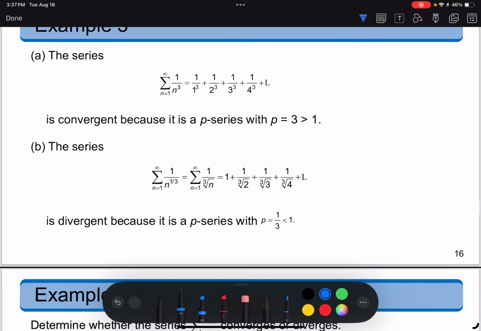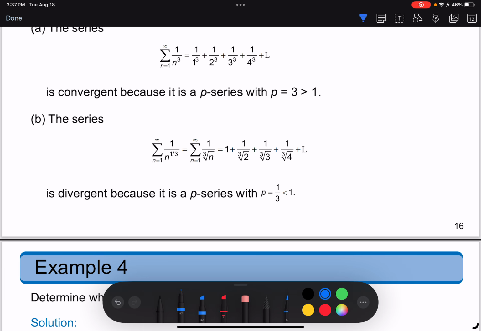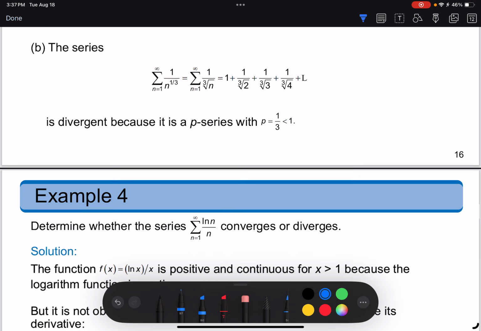While for the series 1 over n raised to 1/3, we have p less than 1. The summation of 1 over cube root of n equals 1 plus 1 over 2 raised to 1/3 plus 1 over 3 raised to 1/3 plus 1 over 4 raised to 1/3. This is divergent because it is a p-series with p equals 1/3, which is less than 1.